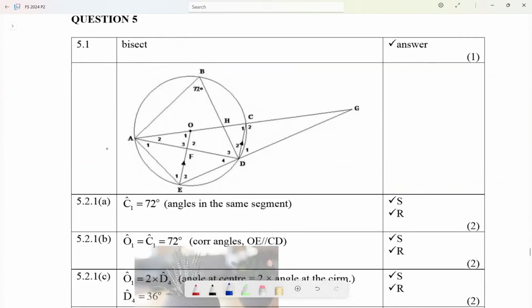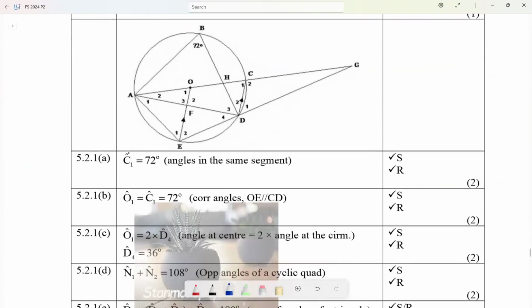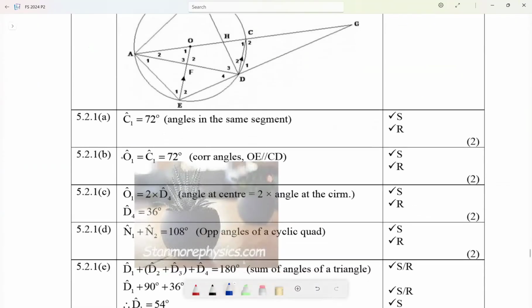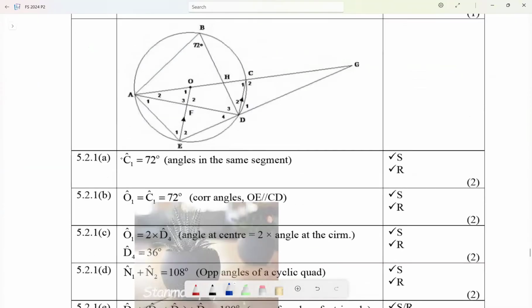Bisect the chord. Then can you see? We used the angles. Yes. We got those. N1 and N2.